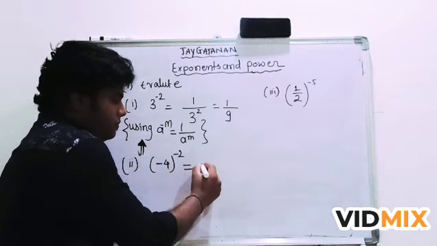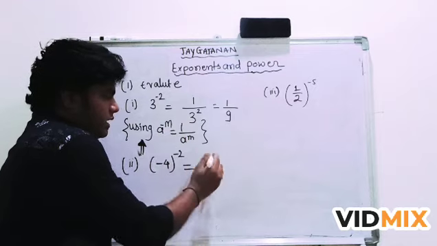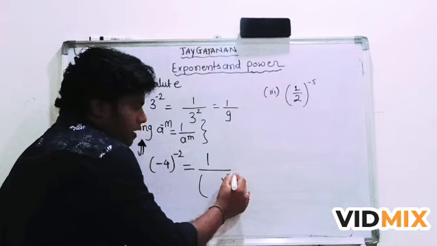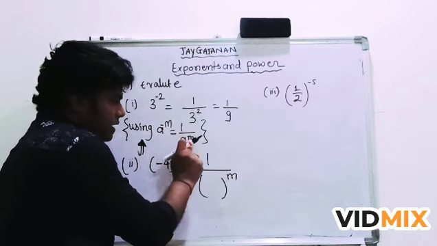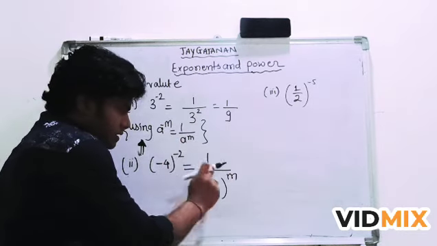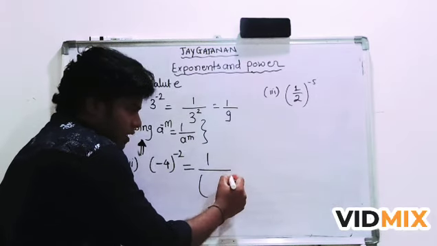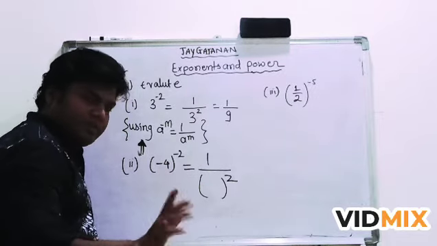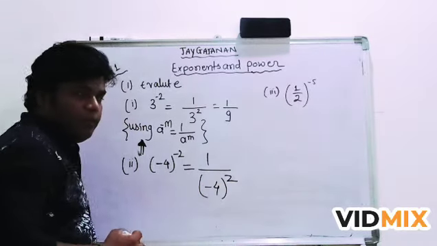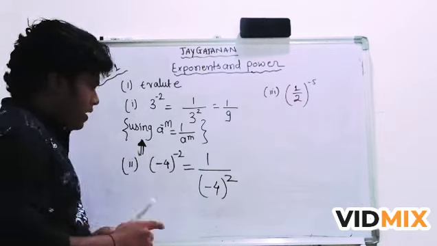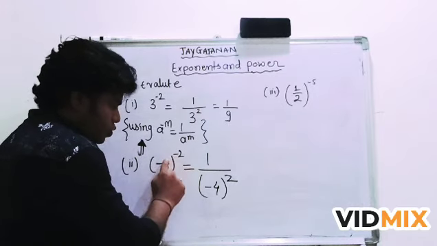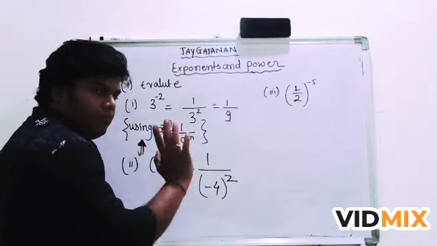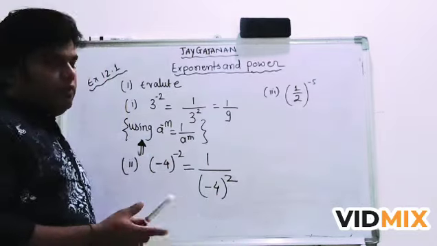So this will become, by using this identity, 1 upon a to the power m. This was minus, here also it was minus, it comes down and becomes plus, so m is replaced by 2. Understood. Now this is what a is, so we keep a as it is. No changes to that a. If you change that, you will be wrong. Okay, so minus 4 to the power minus 2, a to the power minus m will be equal to 1 upon a to the power m. Done till here. Now we will solve.